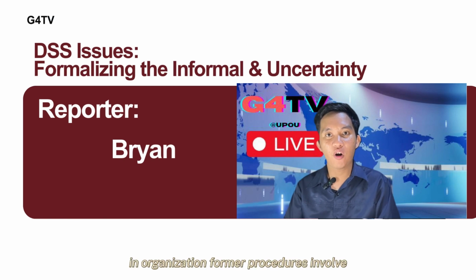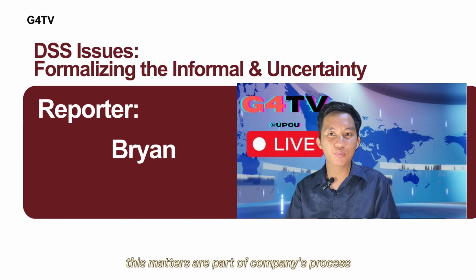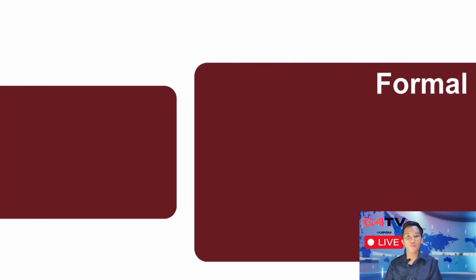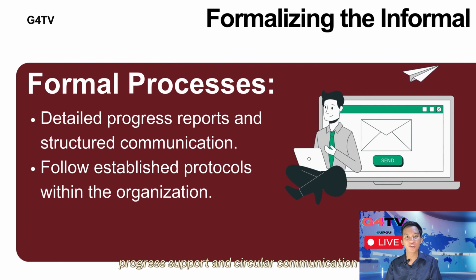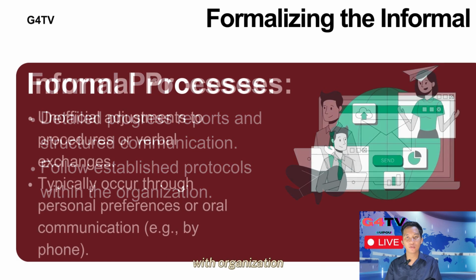In organization, formal procedures involve organized and standardized ways of communicating through reports, emails, or other written channels. These methods are part of the company's process and adhere to established guidelines. They play a role in the decision-making process by providing everyone with information, enabling tracking of progress. Detailed progress reports and structural communication follow established protocols within the organization.